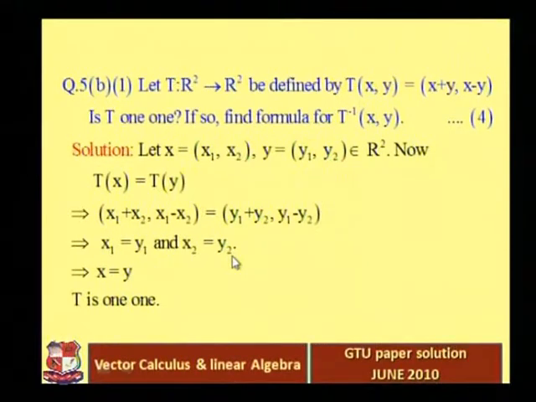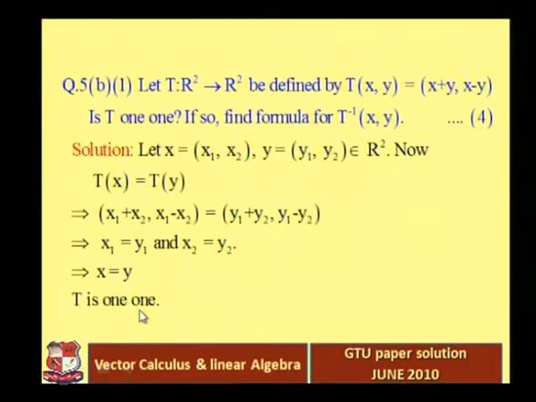But what are x1, y1 and x2, y2? Sorry, x1, x2 and y1, y2. x1, x2 is x and y1, y2 is y, right? So from this equation you can say that x is equal to y. Starting with T of x equal to T of y, we will get x equal to y. So that's why T is one-to-one.